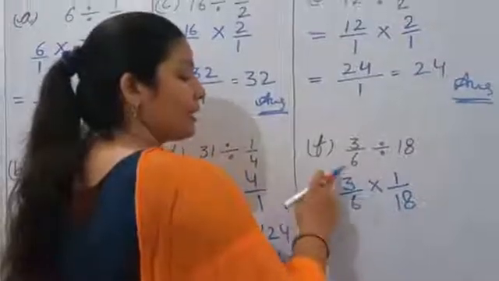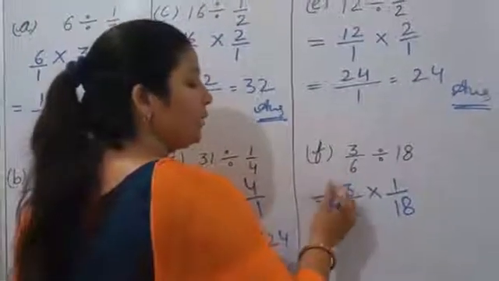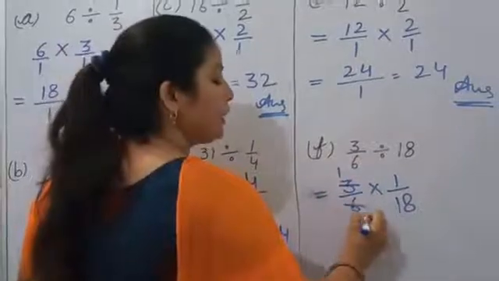In the 3 table we have 6 and 3 both. So we cancel numerator by denominator. 3 ones are 3, 3 2s are 6.